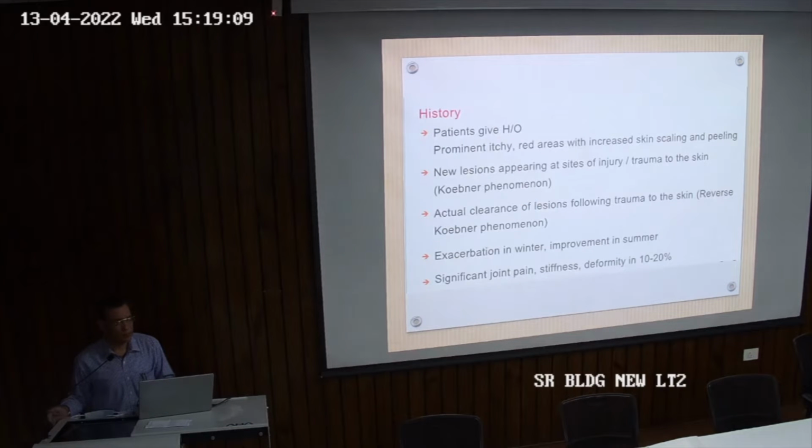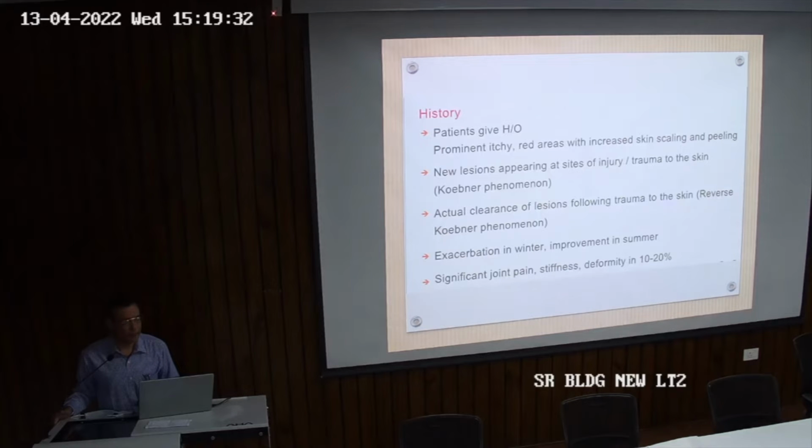The patient gives a history of prominent itching, because all the cytokines are involved, which leads to itching in this patient. So the patient will present with itchy erythematous scaly plaques. There are so many types of scales. What we find in psoriasis is a silvery white scale. Silvery scaling is there, with increased skin scaling and peeling.